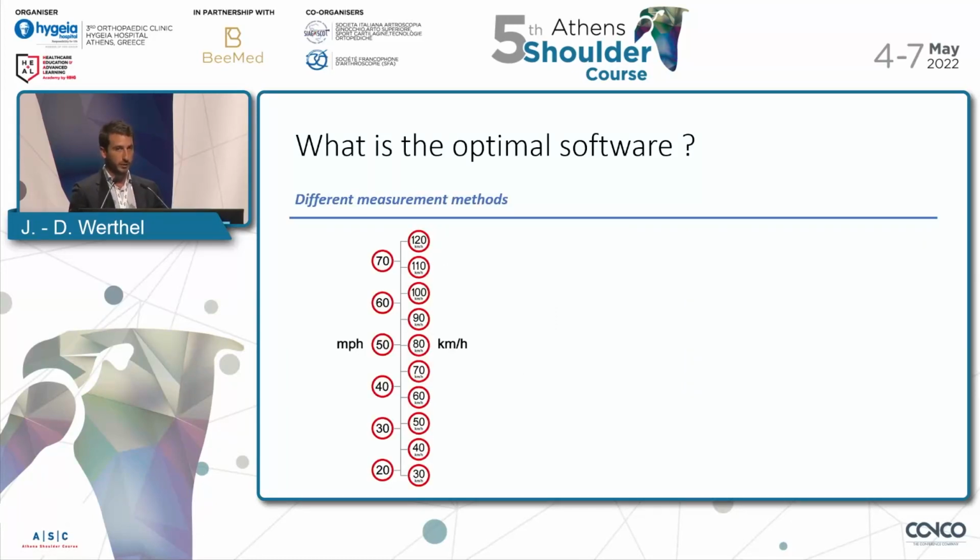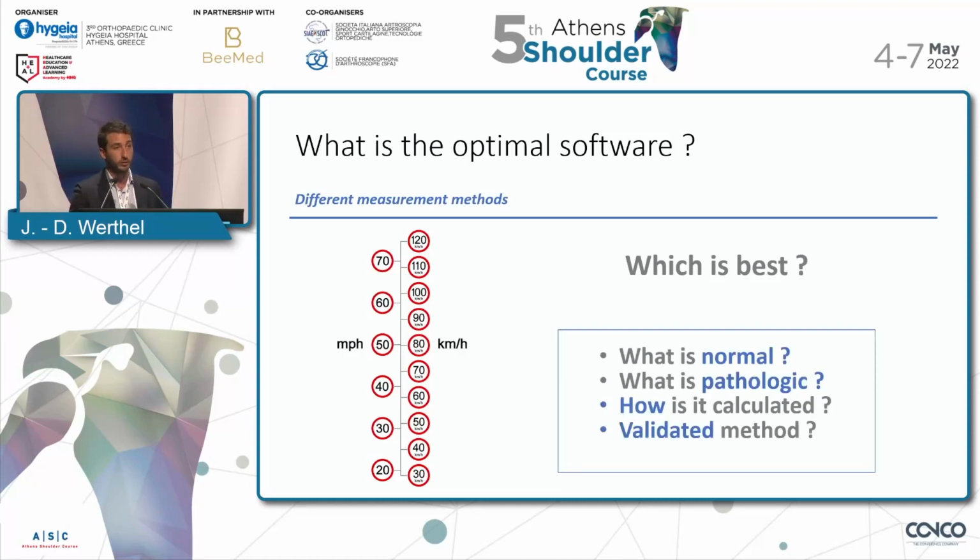And so why did I say some overestimate, some underestimate? Because it does not really make sense to say that one is better than the other. It's like saying that miles per hour is better than kilometers per hour. They measure the same thing, but in a different way. So you just need to understand how they measure, what is normal with the software, what is pathologic, how it is calculated, and then to know if the method has been validated or not.